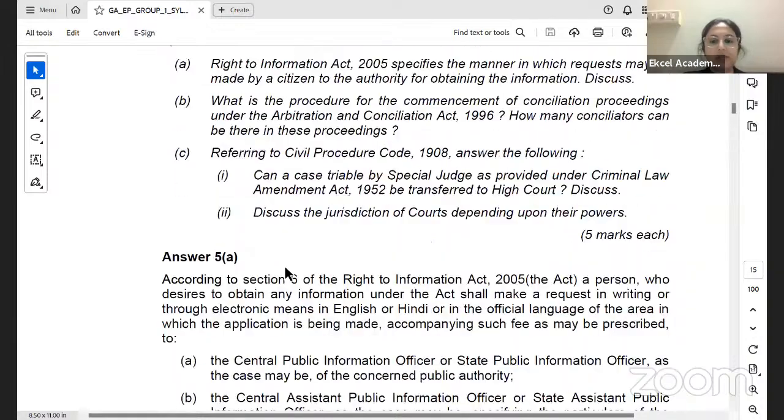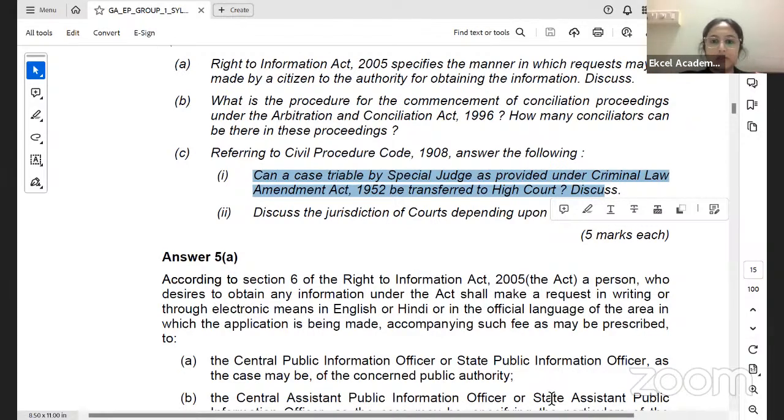Then we will go to 5C. So 5C is divided into two. You have to answer in the light of the CPC, that is, the Civil Procedure Code. First one: can a case triable by a special judge as provided under the Criminal Law Amendment 1952 be transferred to the High Court? See, can a case be transferred to the High Court? So it's not possible. The answer is no.